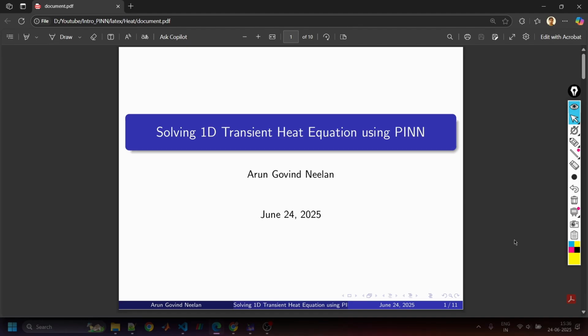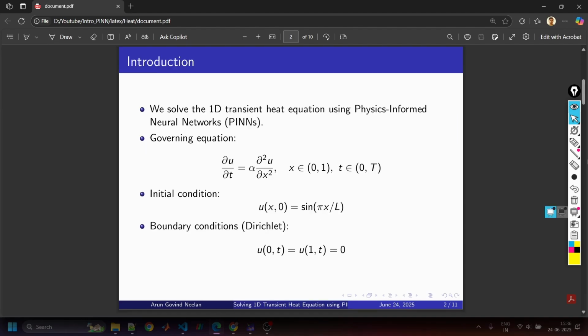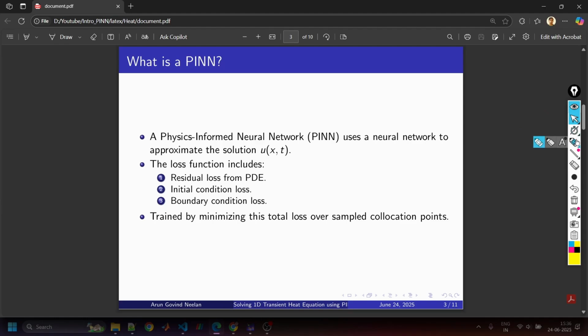In this video, we will solve our governing equation, which is this one. This is a one-dimensional transient heat equation. We'll be solving over the domain 0 to 1 over some time. As usual, we will approximate the solution using a neural network. We know U is the solution that will be approximated using a neural network, which has parameters, weights and biases.